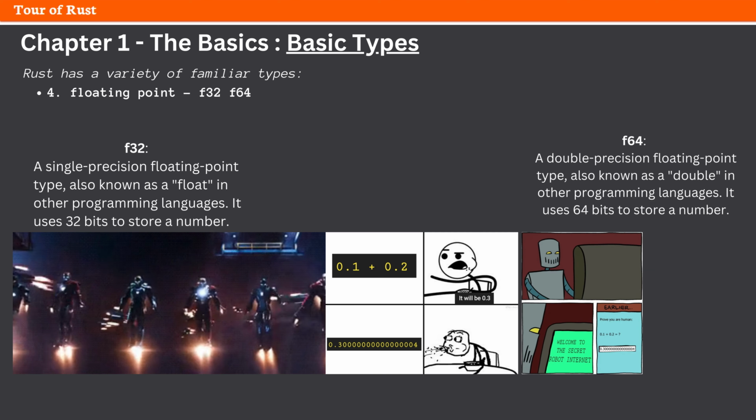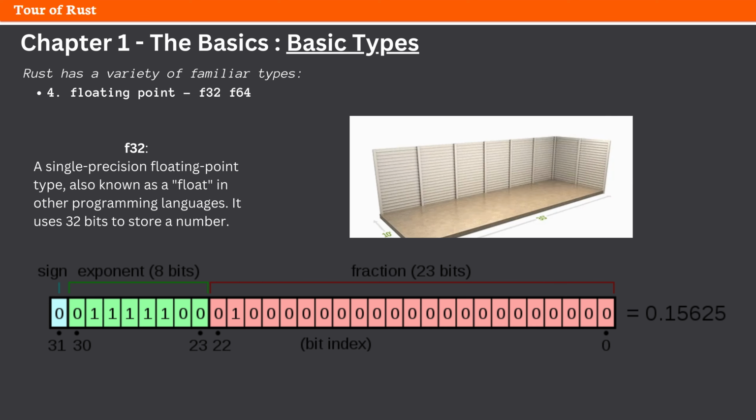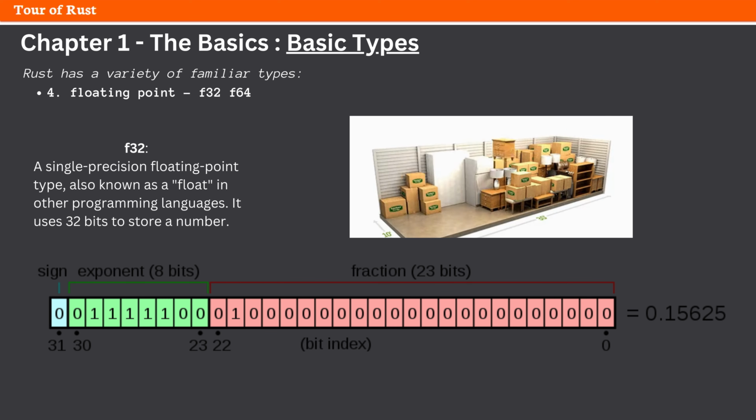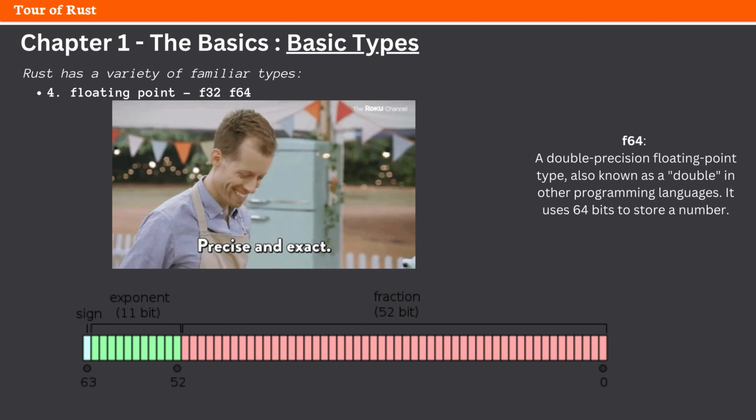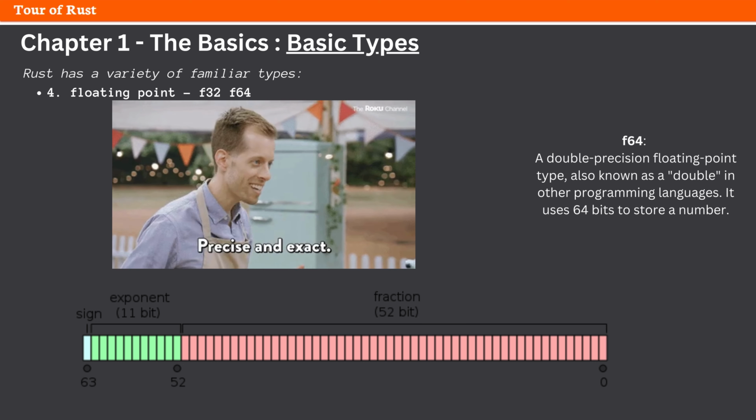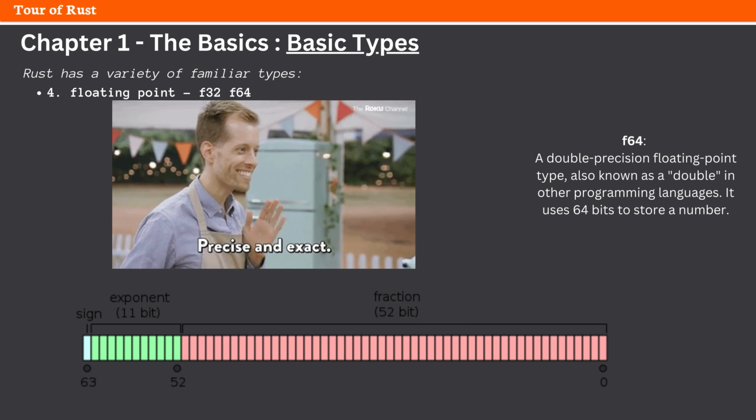F32, a single precision floating point type, also known as a float in other programming languages. It uses 32 bits to store a number. F64, a double precision floating point type, also known as a double in other programming languages. It uses 64 bits to store a number.